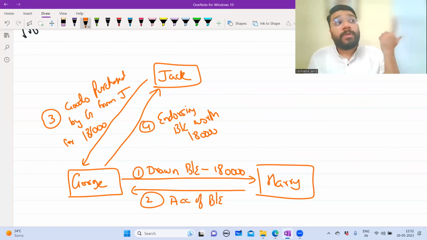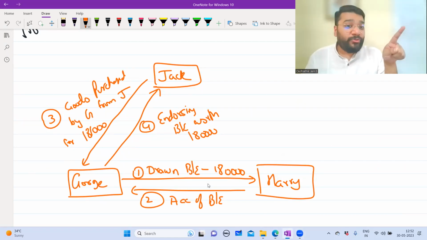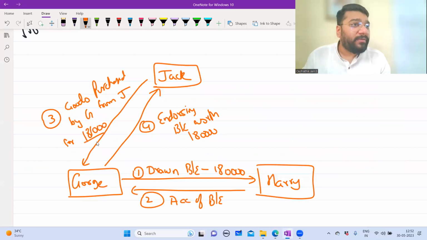Gorgi has to pay Jack how much? 181 he has to pay because he has enjoyed the goods worth 181. But as a full and final settlement, he's paying only 180. So what happened to the balance 1,000 rupees? Gorgi has received it as a discount, as a rebate.